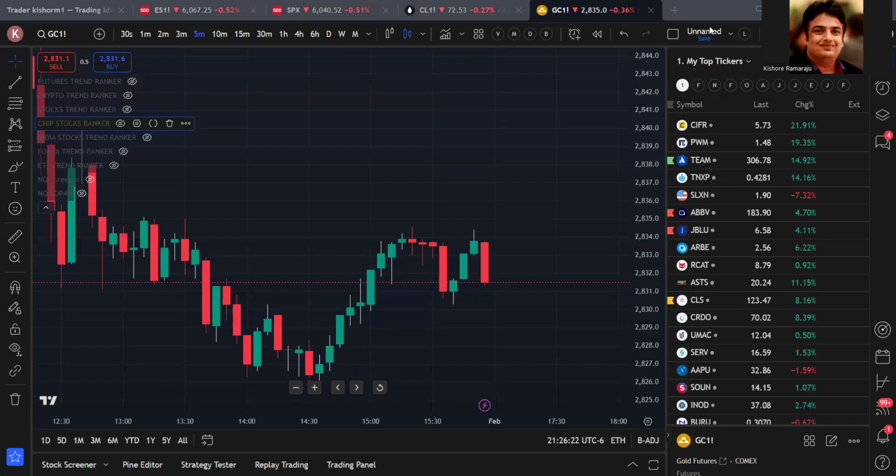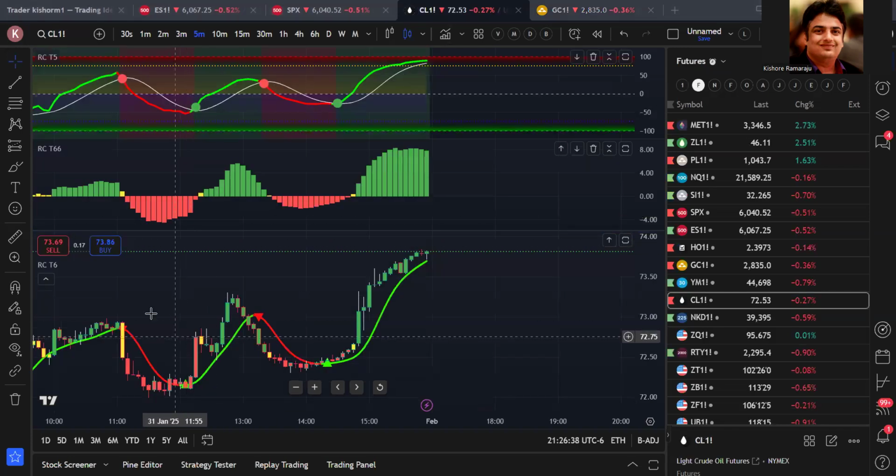Again, price pulse is good for options. If you have price pulse and T66, will the candle color change? Yeah, your candle color changes.